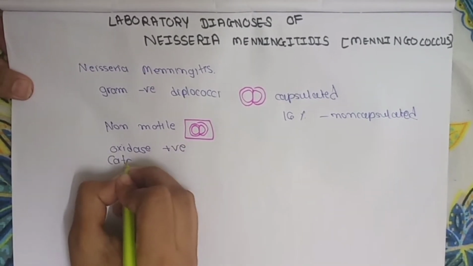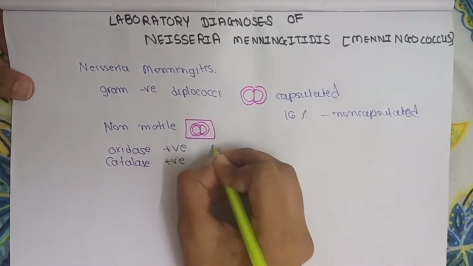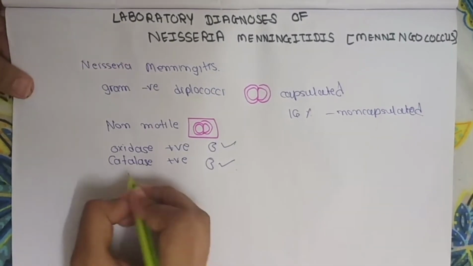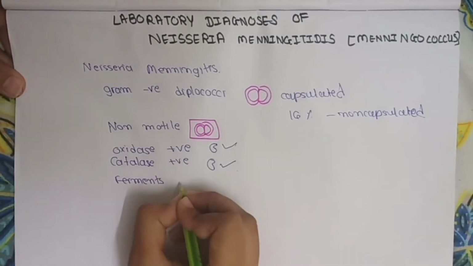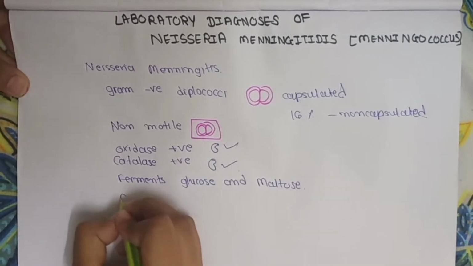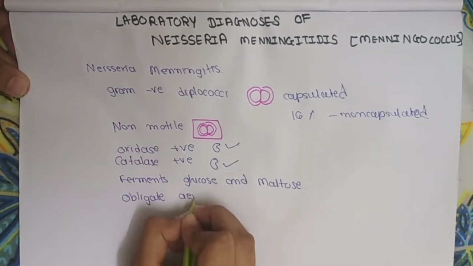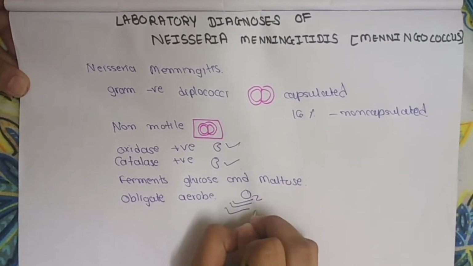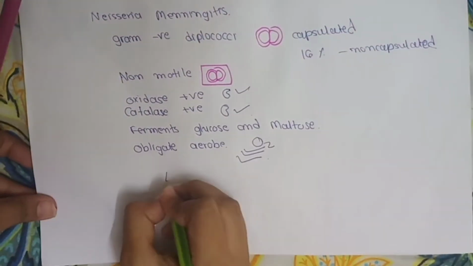They are oxidase positive and catalase positive, so they can produce oxidase and catalase. They ferment glucose and maltose. They are obligate aerobes. It means they need oxygen to grow, otherwise they cannot survive.